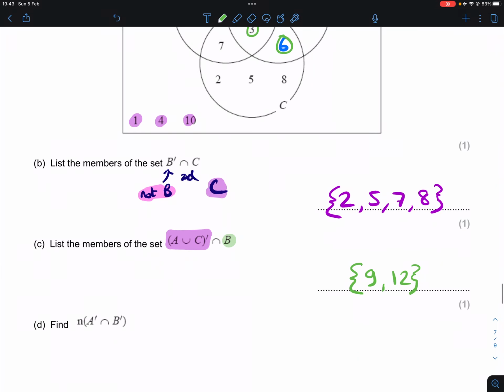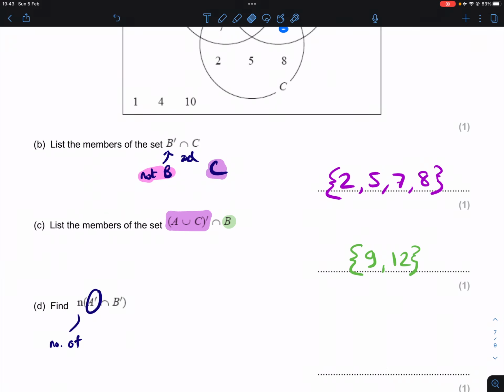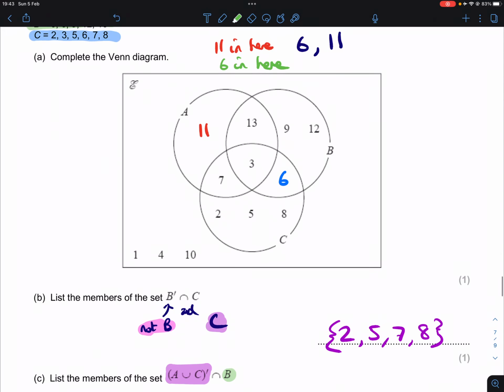And then lastly, find the number of elements, so that's the n here, that are not in A and not in B. Again, let me clear this so I can draw it from scratch. We have not A. It's going to be everything I'm about to highlight in green. All of these things are not in A because they're outside of the A circle.